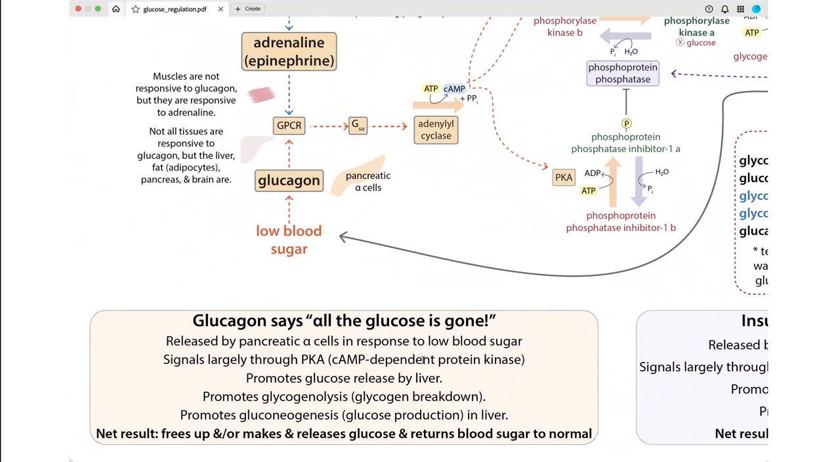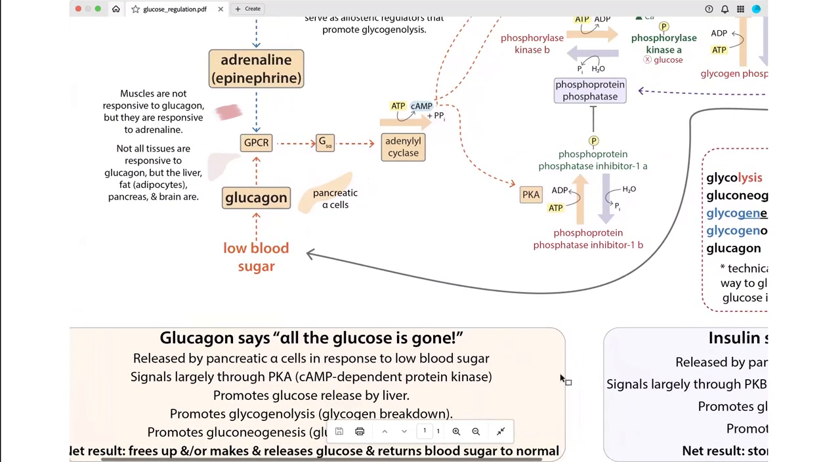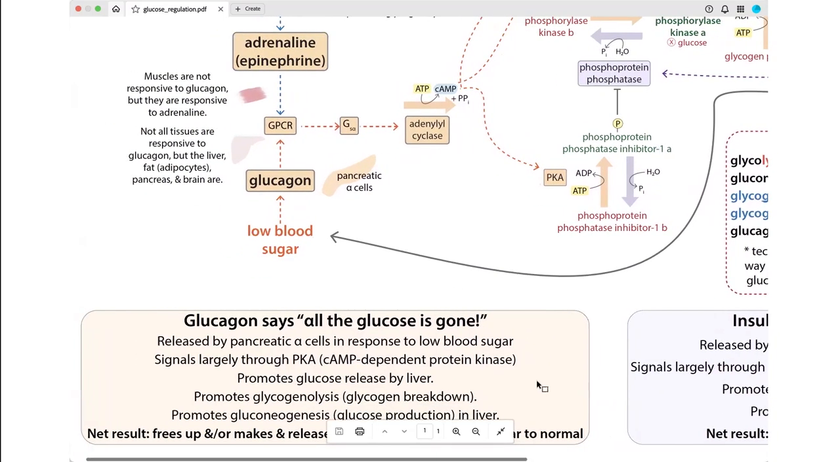What it's going to do, well, what do we want it to do? We want it to be able to raise the blood sugar. How it's going to do this is by promoting glucose release by the liver, and where's that glucose going to come from? It's going to come from glycogenolysis, so basically our glycogen breakdown, and it's going to come from our gluconeogenesis, so our glucose production in the liver.